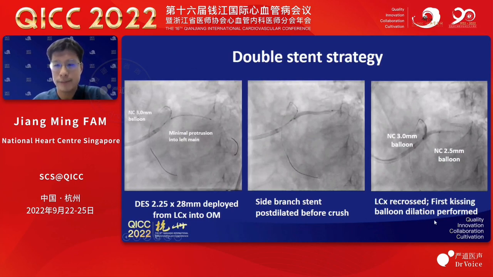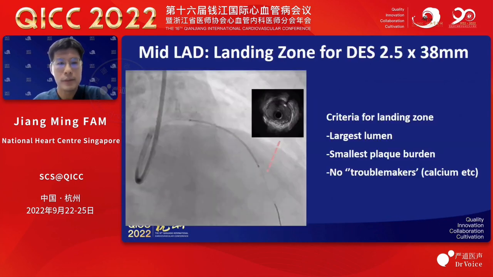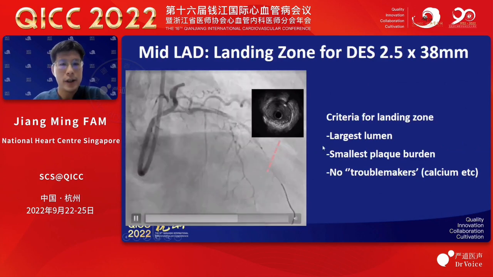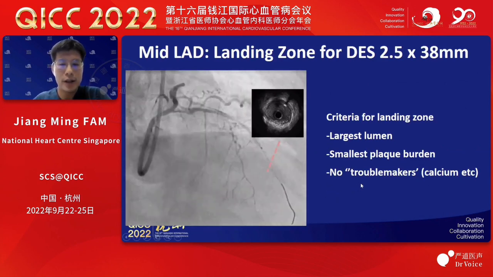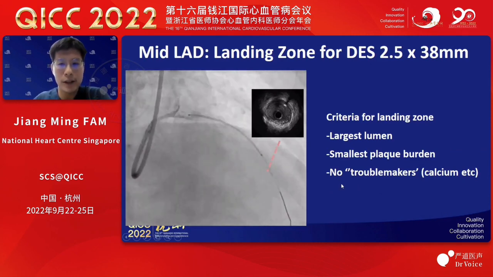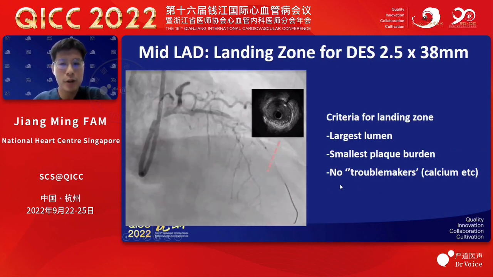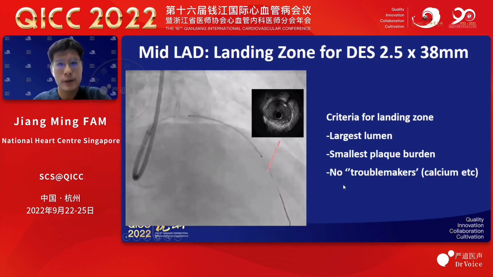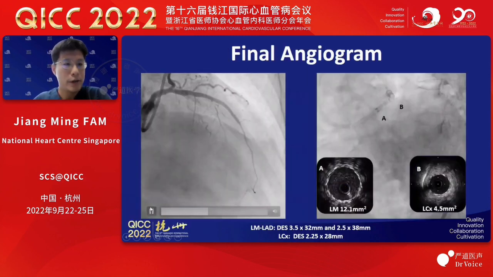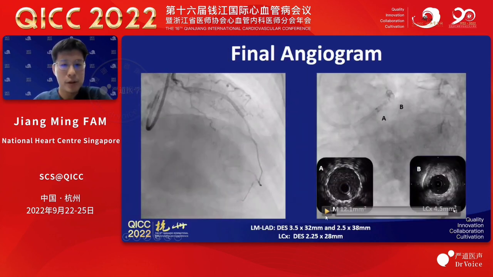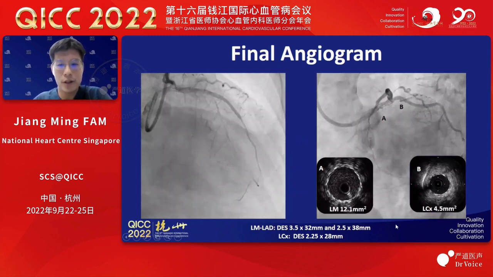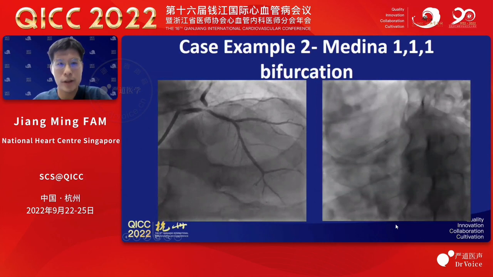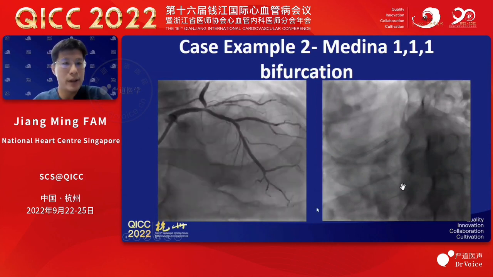Next, I work on the LAD. And here I illustrate some of the criteria on the IVUS that I've used to determine the optimal landing zone, such as a large lumen, smallest plaque burden, and no troublemakers. Final angiogram showing reasonable angiographic results and IVUS showing that the stent is reasonably well expanded. Next example is that of a Medina 101 bifurcation as well.